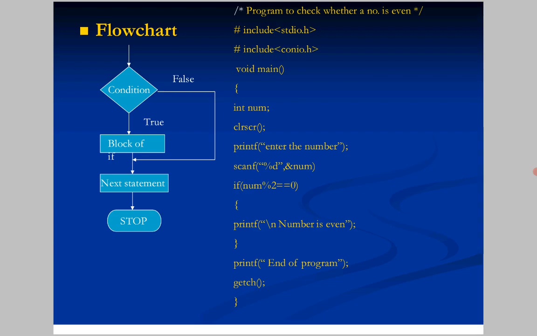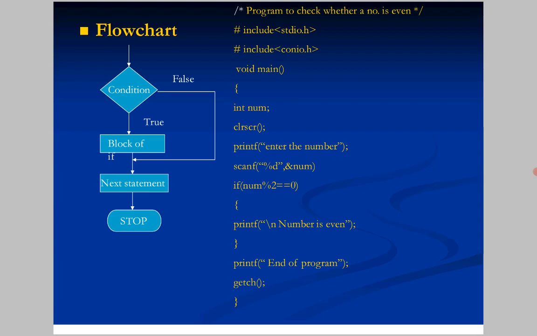After that, we test whether the given number is an even number or odd. How do we test whether the given number is even or odd? We simply divide the given number by 2 and find the remainder, that means num % 2. Num is an integer variable. Num % 2.